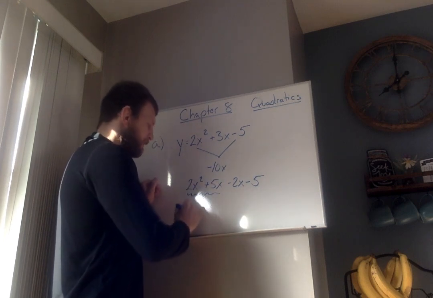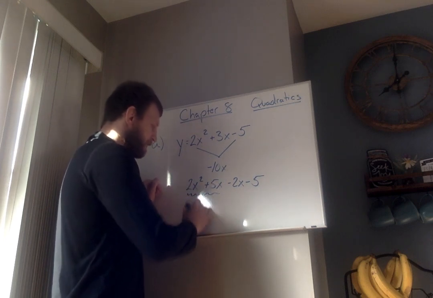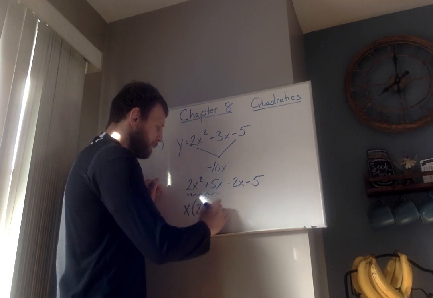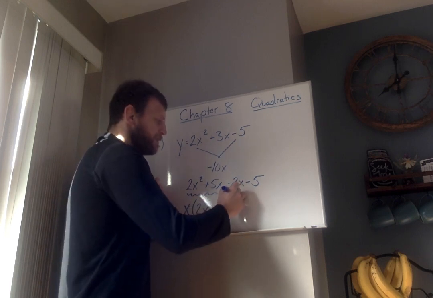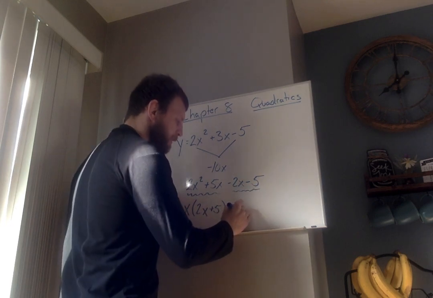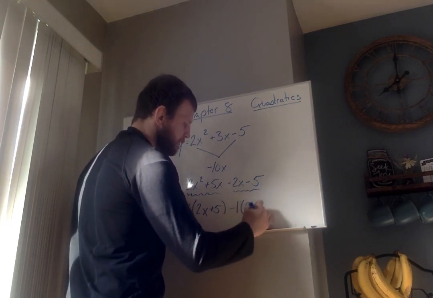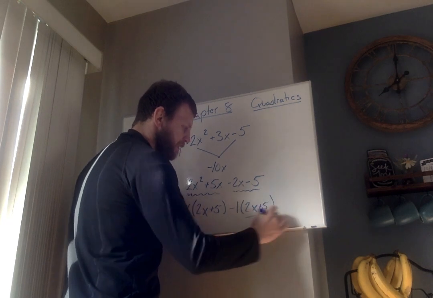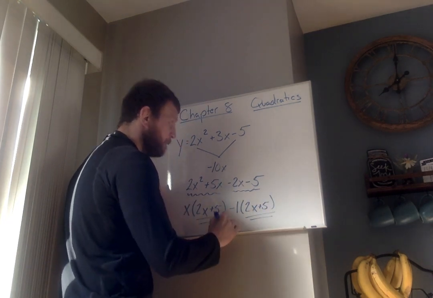So here, what do they have in common? That's an x, so I'm going to pull an x out. And that leaves me with 2x plus 5. What does this have in common? Well, that's just going to be a negative sign. So I'm going to pull out a negative 1, and that leaves me with 2x plus 5. Notice here, this and this are the same.